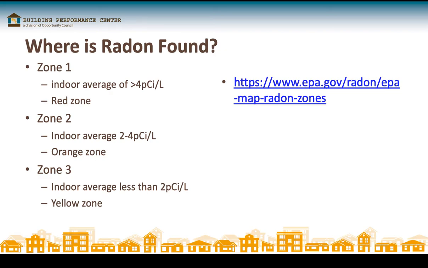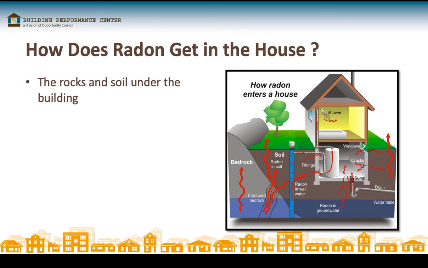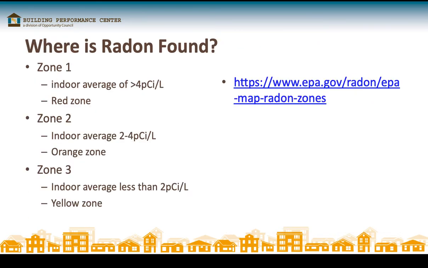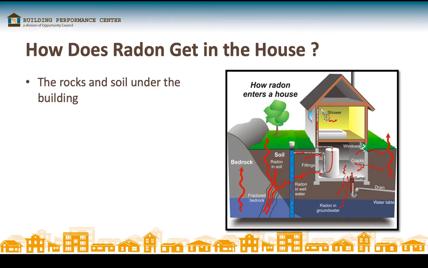All right. As a weatherizer and an energy auditor carrying out work in buildings, you need to be able to recognize what type of zone you're working in when you're doing your weatherization work, whether it's red, orange, or yellow. They determine what we're going to do, whether we have to do the precautionary measures or not.